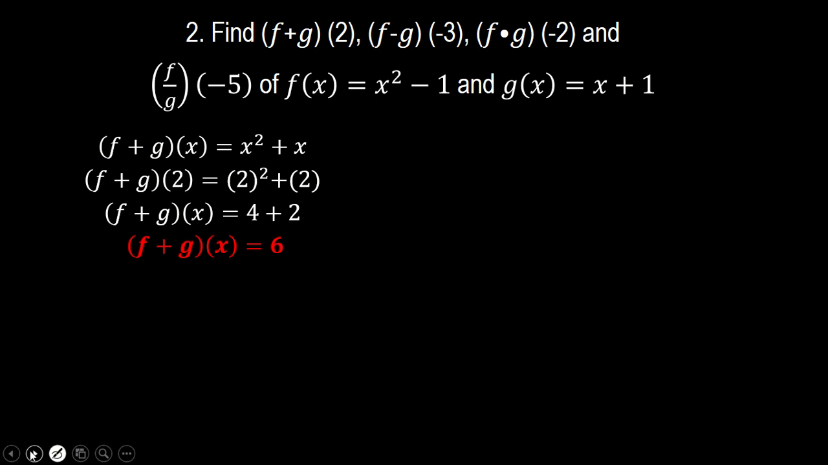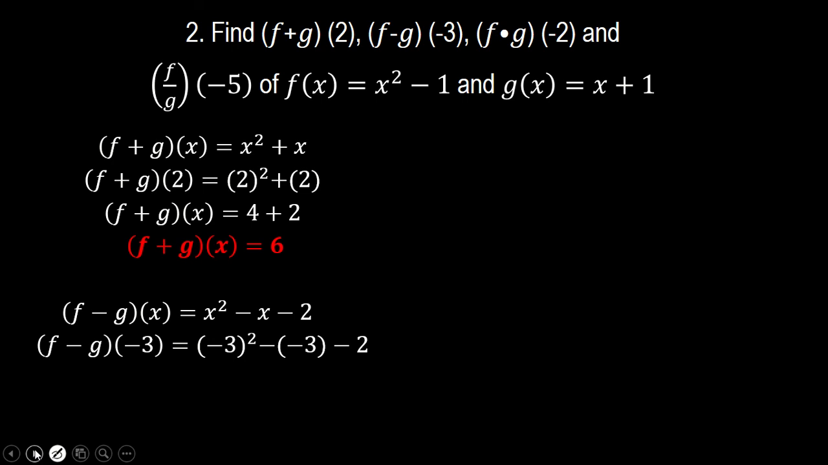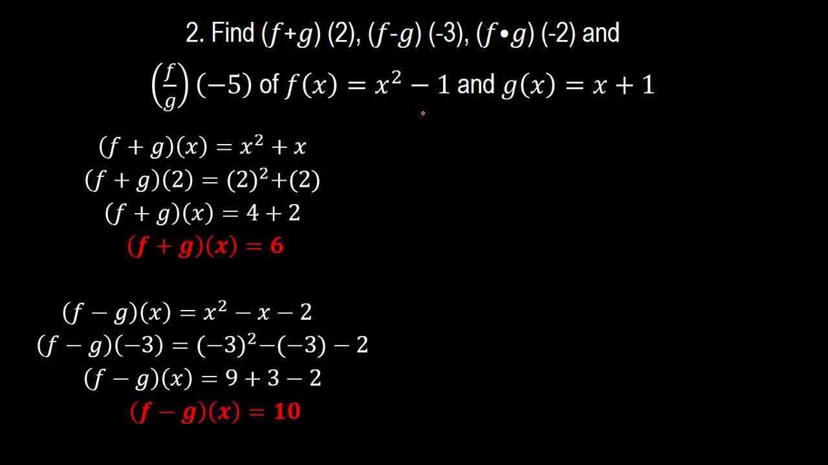And then for the difference, the result is x squared minus x minus 2. Let's substitute negative 3. So we'll have negative 3 squared minus negative 3 minus 2. If we simplify that, we'll have 9 plus 3 minus 2. 9 plus 3 is 12, and 12 minus 2 is 10. So f minus g of negative 3, the answer here is 10.